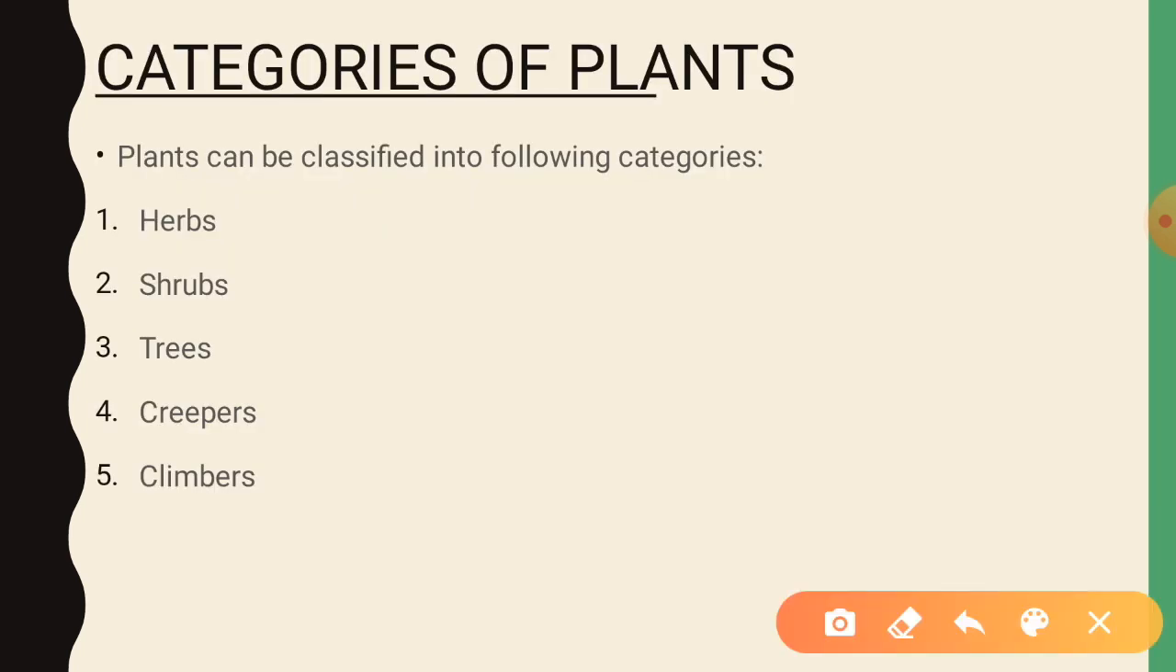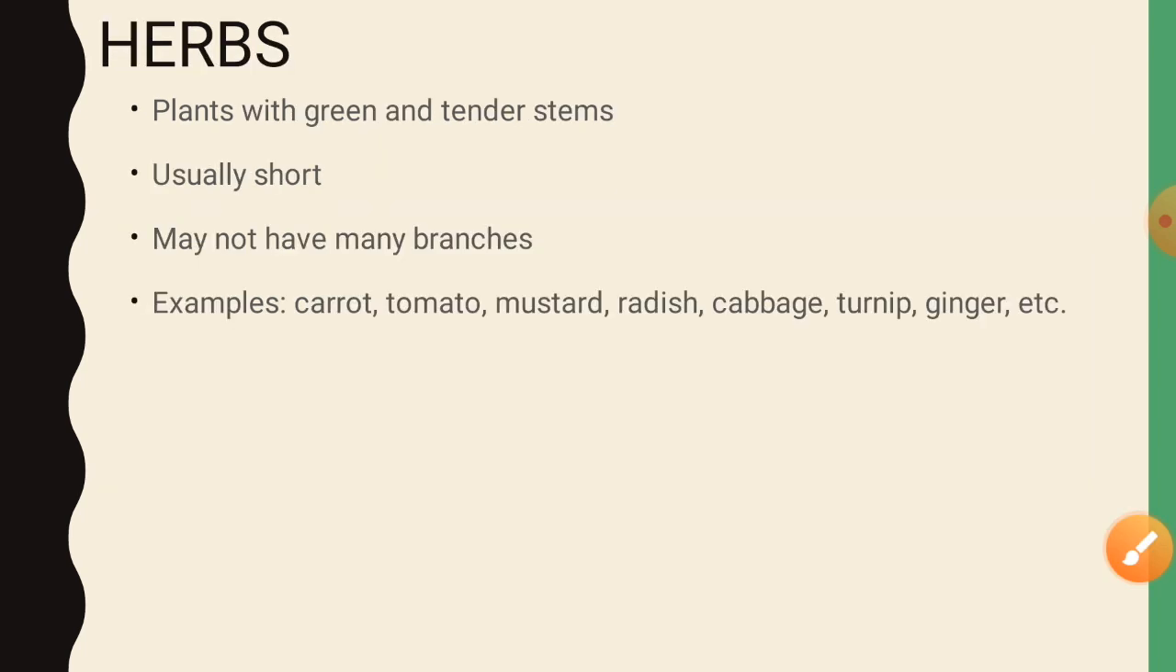First of all, students, plants can be categorized into the following 5 types, which are herbs, shrubs, trees, creepers and climbers. So we will study all of them. Let's continue. First of all, we are going to study about herbs. So we will understand what are the various properties of herbs.